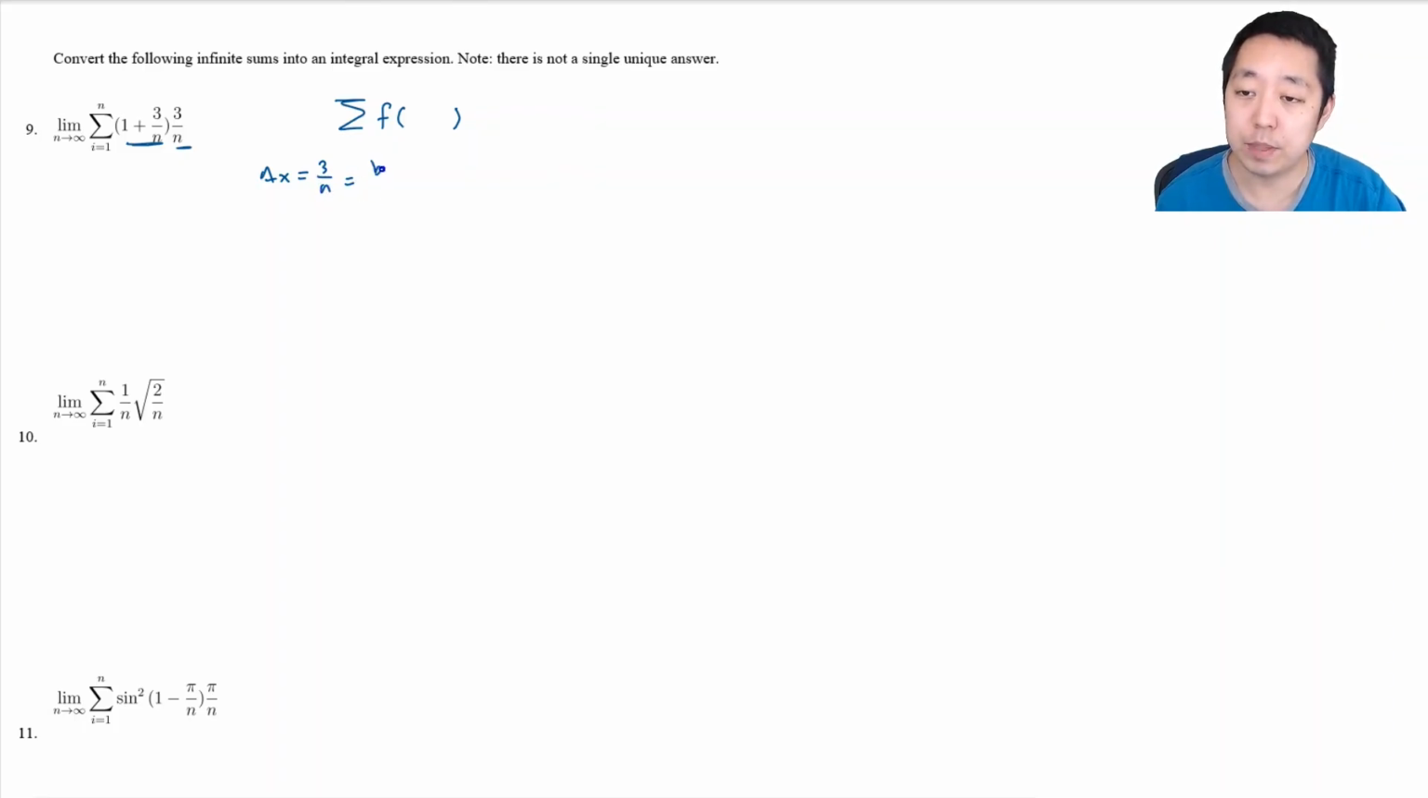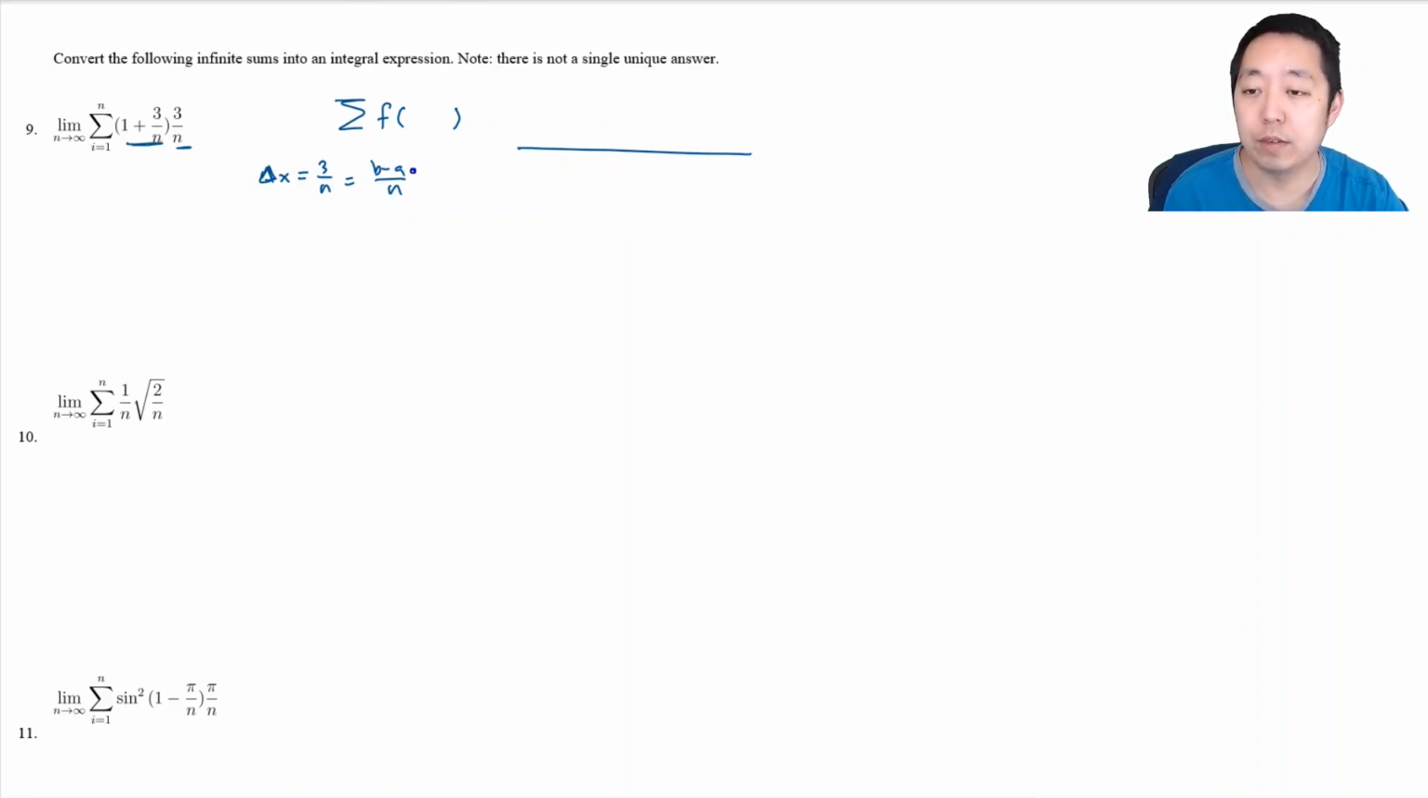So that's kind of like my b minus a over n, if you will. So I know my interval width is 3. If I think about it as each individual rectangle, the whole region is 3, and I divide it by n rectangles. That's one physical interpretation we could do for this delta x.